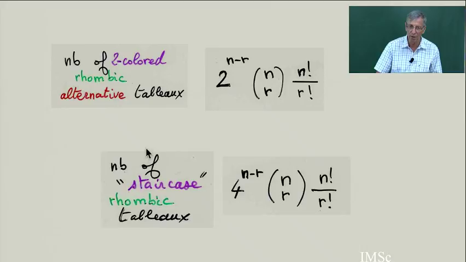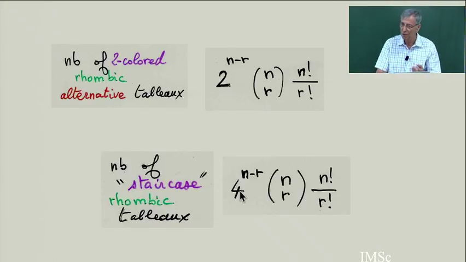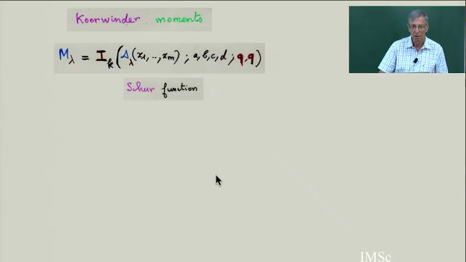So the total number of rhombic alternative tableaux is this. Total number of staircase rhombic tableaux. So this is an analogous formula for the assembly of permutations, which are going to be with a factor 2 to the power something or 4 to the power something. And now the Koornwinder moments of this Koornwinder polynomial are related to the partition function of the model, which is interpreted by all these rhombus staircase tableaux with these four possible colors, which correspond to alpha, beta, gamma, delta. So the Koornwinder moment is written like this.